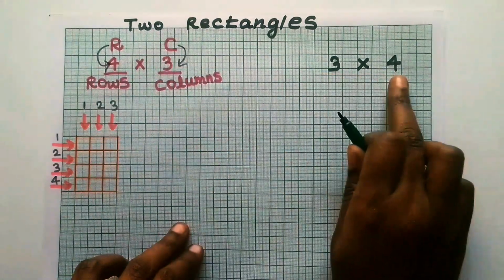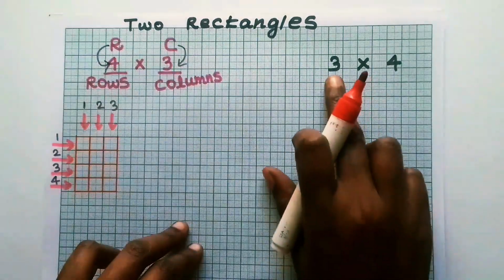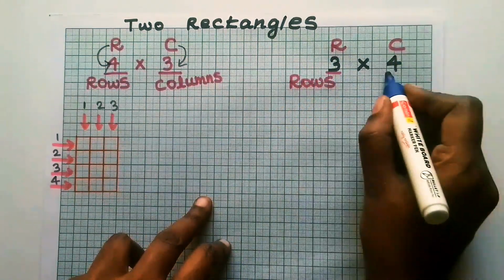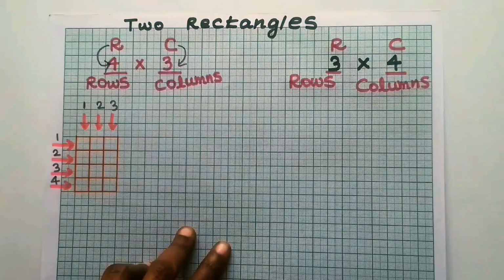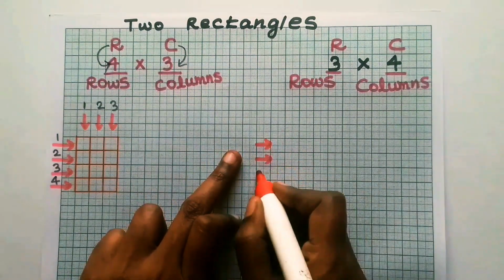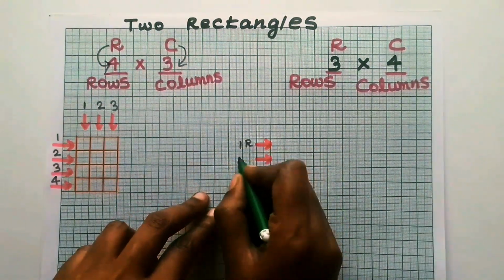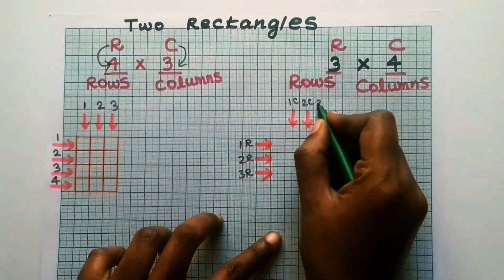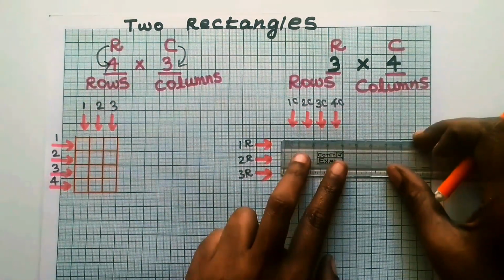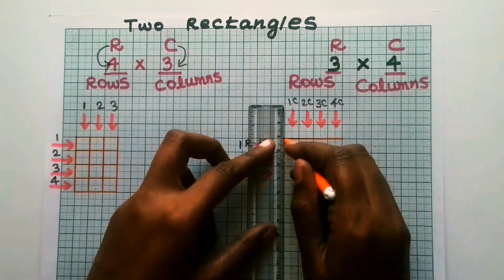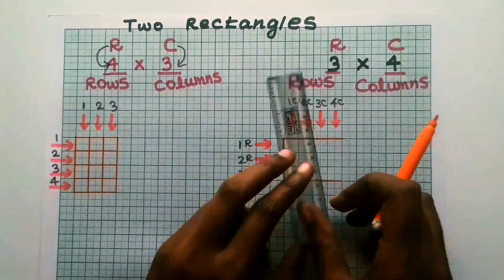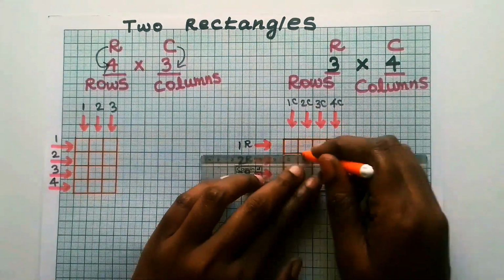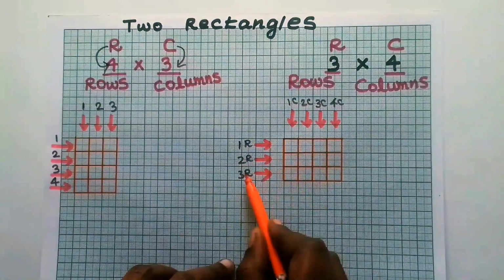In the 3 cross 4 rectangle, number 3 represents 3 rows. So you need to create 3 rows now, and number 4 represents 4 columns. So you need to create 4 columns. In order to find 3 cross 4, mark a rectangle with 3 rows and 4 columns and finally count the number of squares present in it.